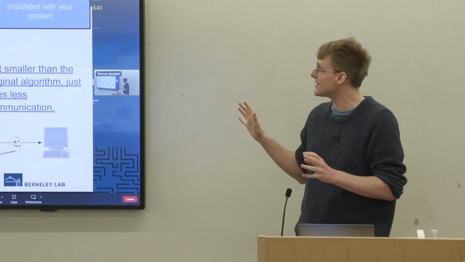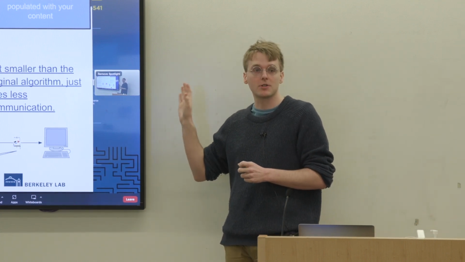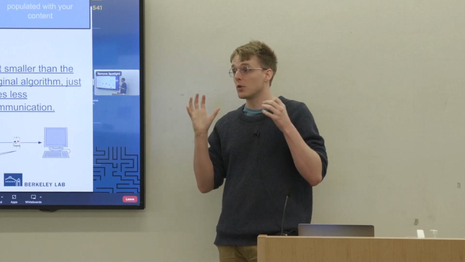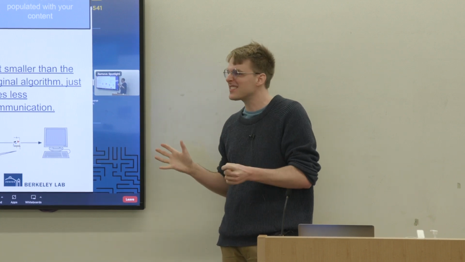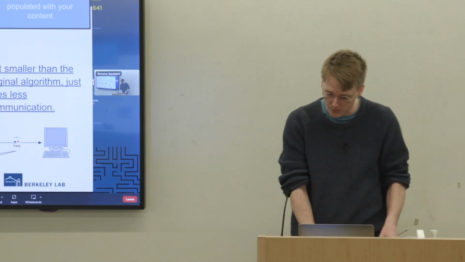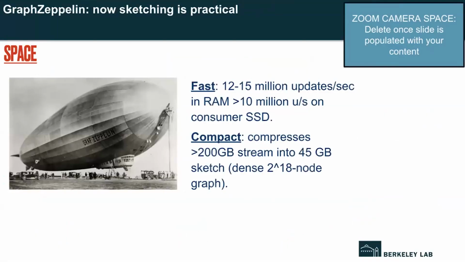So again, I want to emphasize that while we can't make our algorithm smaller, we can make it much more communication efficient. And this means that even though it doesn't fit in RAM, now it'll fit on disk and run quickly, or it'll fit on a cluster and run quickly. At least that's what the theory claims. And it turns out that we actually went then and built this in practice. We built a system which we call GraphZeppelin based on this algorithm, and it is fast and compact.